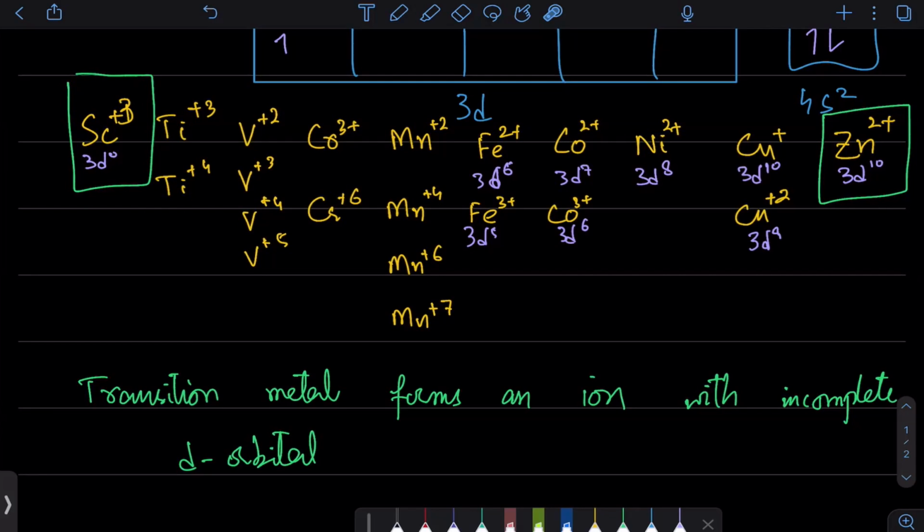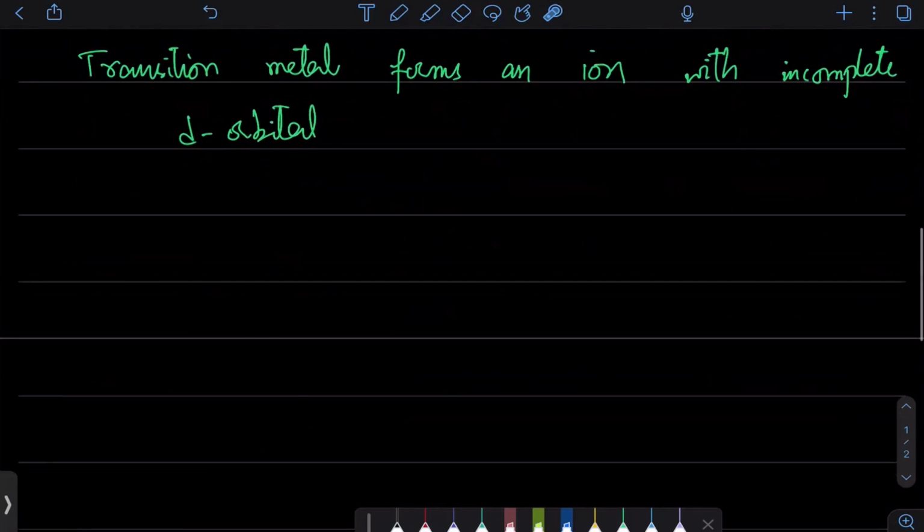Sir, with Mn plus 7 also the 3d ends up empty. You're absolutely right. Not just this, with vanadium 5 plus also it ends up empty. But can it still make this or this or this? There is at least one ion that it has made which has an incomplete d orbital. So that's one key idea.